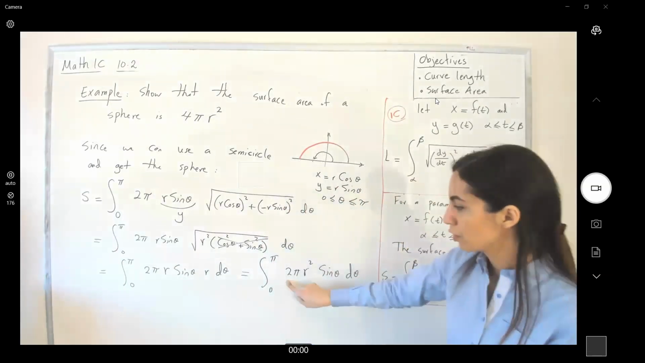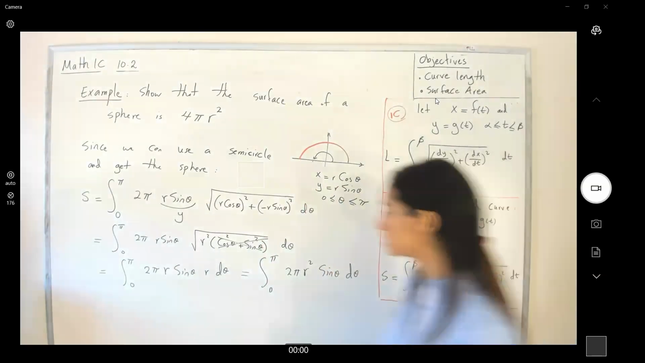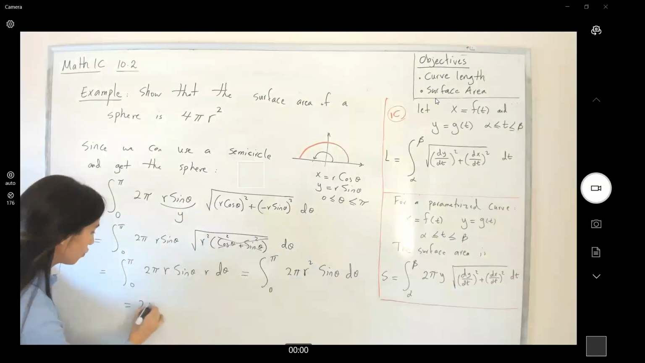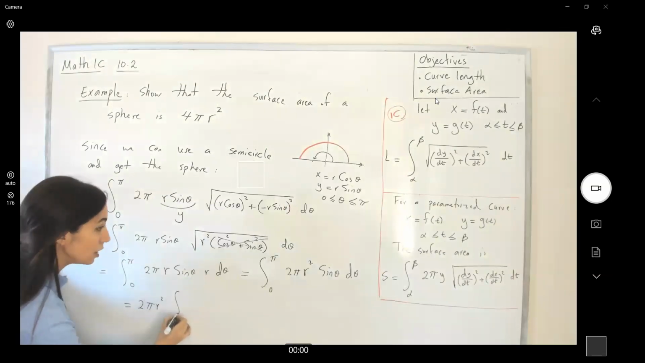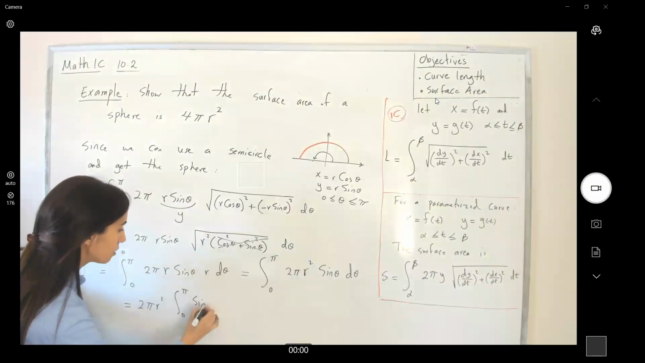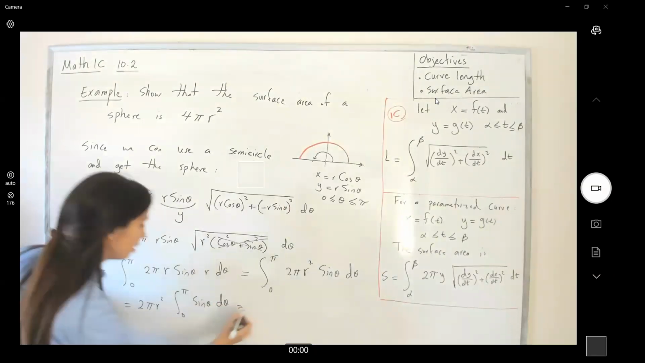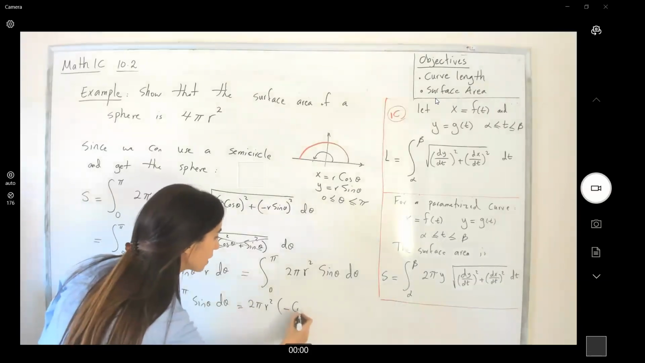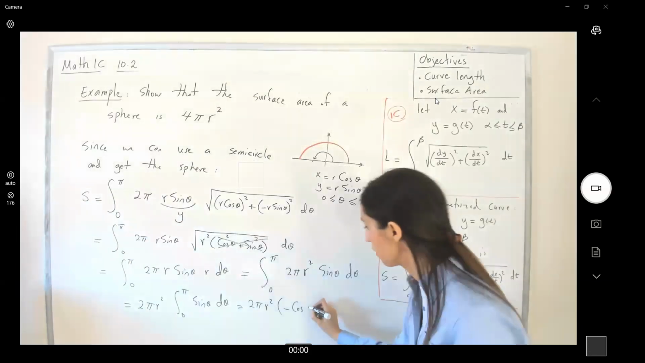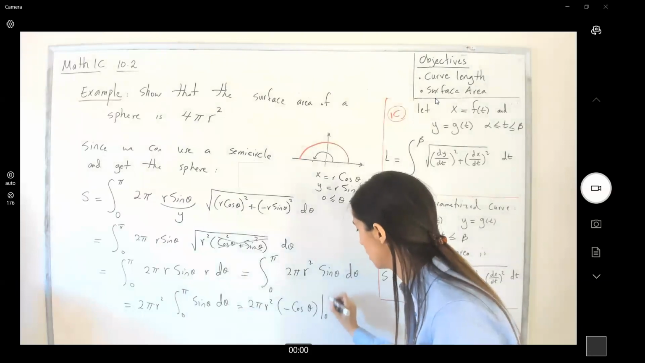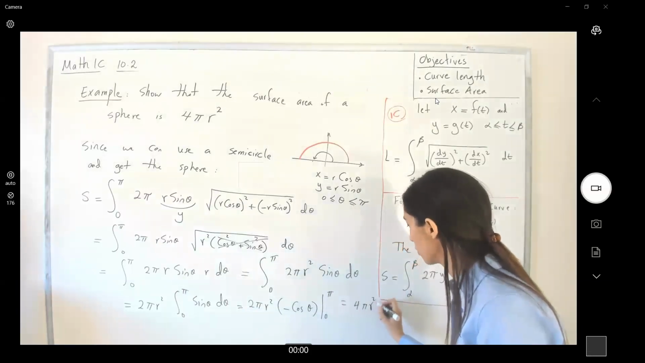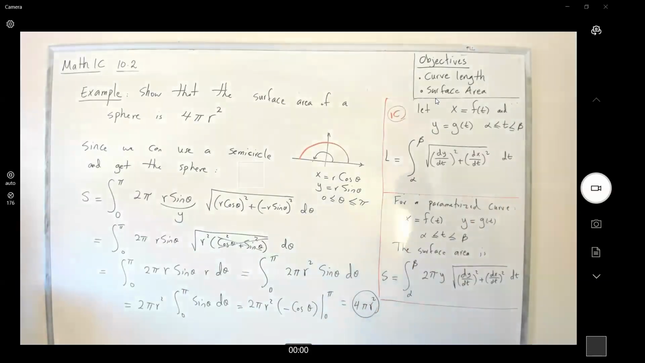The whole thing here, 2 pi r squared, is just a scalar, so you can write it outside the integral. 2 pi r squared integral 0 to pi sine theta d theta, which is equal to 2 pi r squared times negative cosine theta, where theta is between 0 and pi. You get 4 pi r squared. Surface area of a sphere.